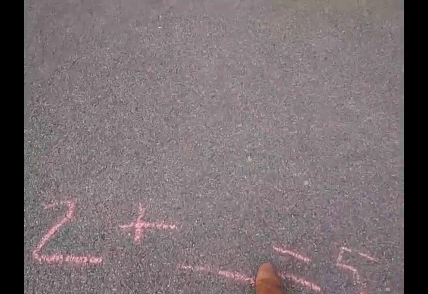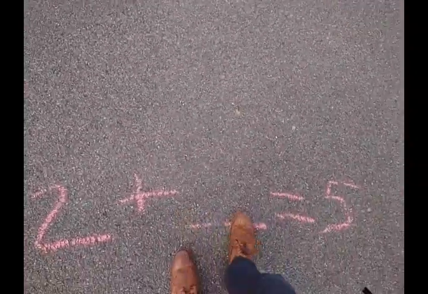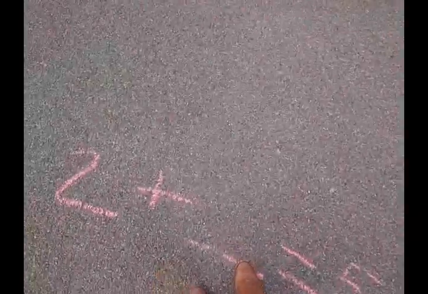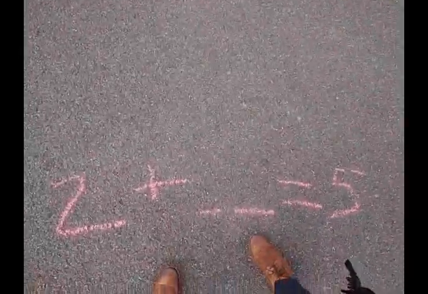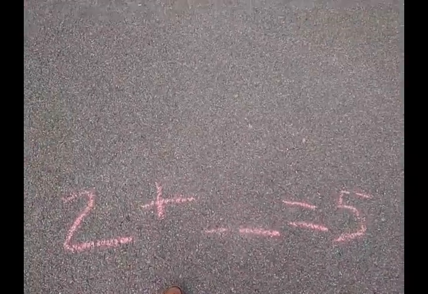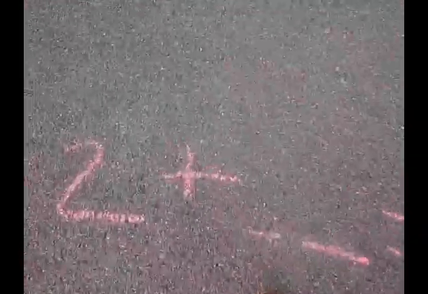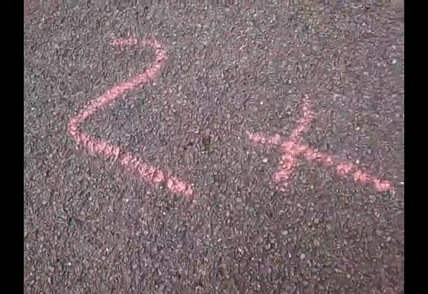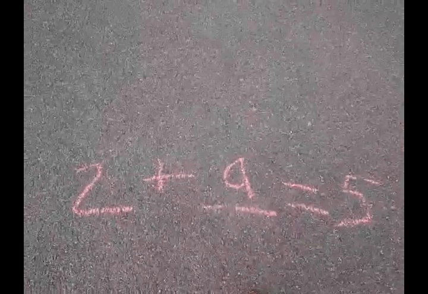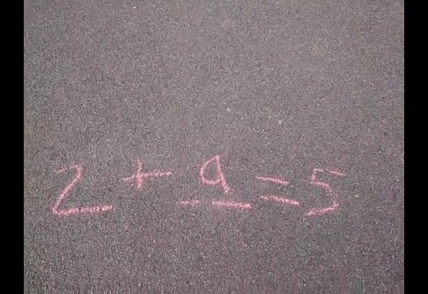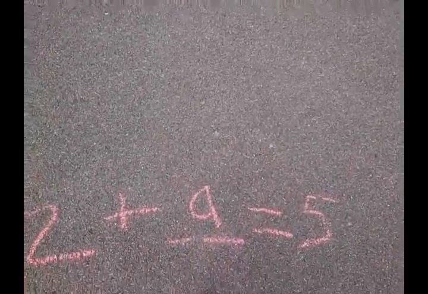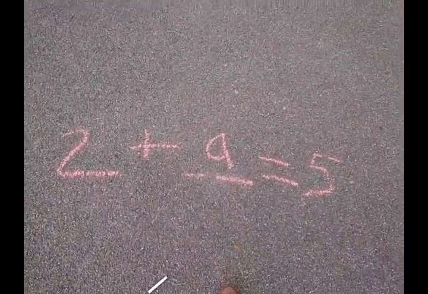Now, we don't actually use a line like that. What we do instead is we use, normally, a letter of the alphabet. Now, it doesn't matter which letter you use. For some reason, they usually use A, B, C or X, Y, Z. So, there we go. 2 plus A equals 5. And the whole point of algebra then is to work out what that A is.